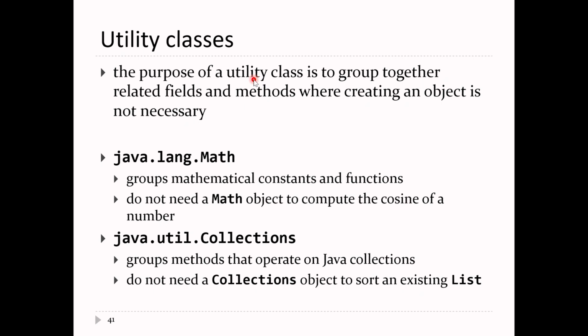So you might ask, why would you want to make one of these things? The idea is that you can create a utility class, and that groups together a bunch of related fields and methods, which is what every class does. But with the addition that making objects is never necessary. So the Math class groups together mathematical constants and functions. I don't have to make a Math object to compute the cosine of a number. Similarly, Collections groups together a bunch of methods that operate on Java collections, so basically lists and sets. If I wanted to sort a list, I don't actually need to make some Collections object that can then sort a list. I can just write a method that knows how to sort a list, but I don't need to make an object that can sort another list object.